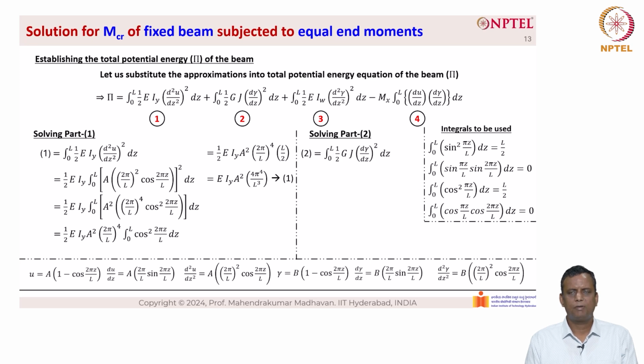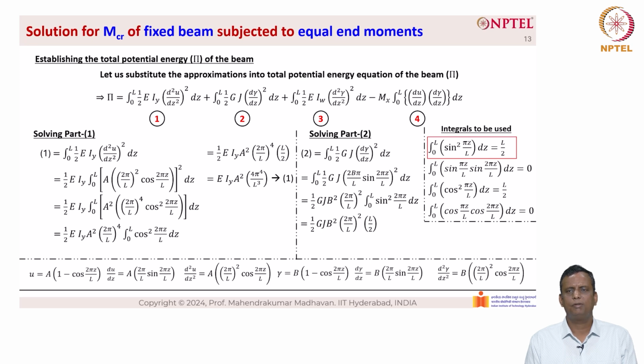We can substitute the value of d gamma by dc in this equation, integral 0 to L, half into GJ into (d gamma by dc) the whole square dz. So when we substitute that and we square that, again we can take advantage of the equations given on the right hand side, which is integral 0 to L sin square 2 pi z by L is equal to L by 2. So when we substitute that, we get a simplified equation, GJ b square into pi square by L, which is equation 2.